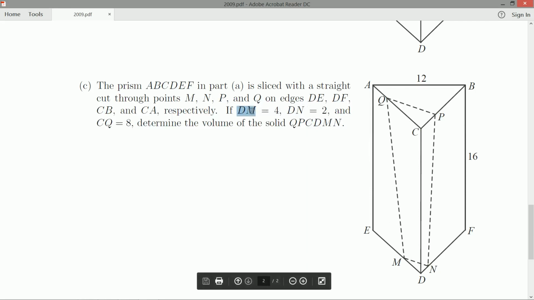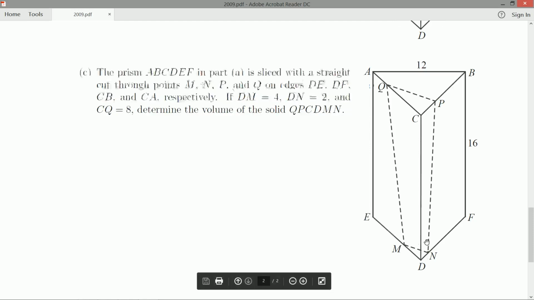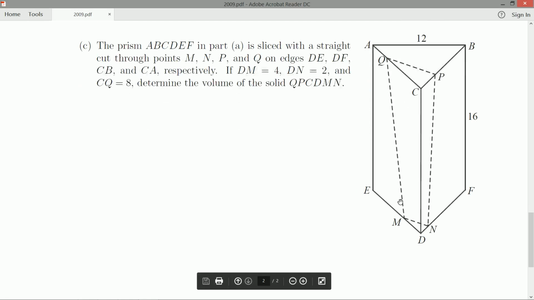And it's on DE and DF and so on. Okay, so we know only a little bit here. DM is 4, DN is 2. But we do know DEF is an equilateral triangle, so 30 degrees here. Not 30 degrees, 60 degrees. So we could probably figure out MN. And then CQ is 8. And we don't know what CP is. We do have the 60 degrees here, but one side length and one angle is not enough.